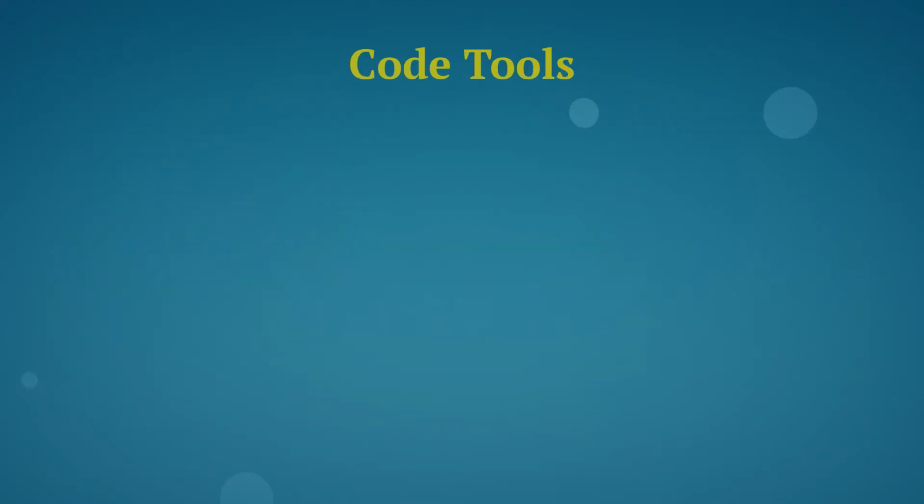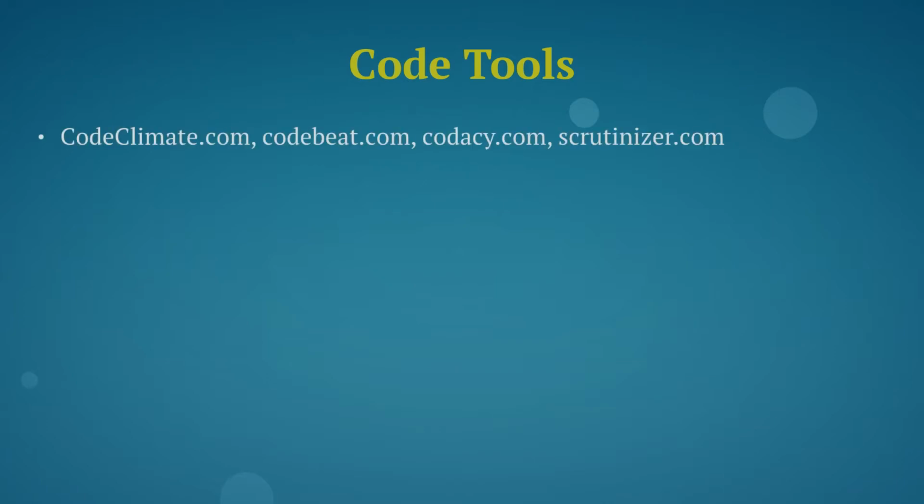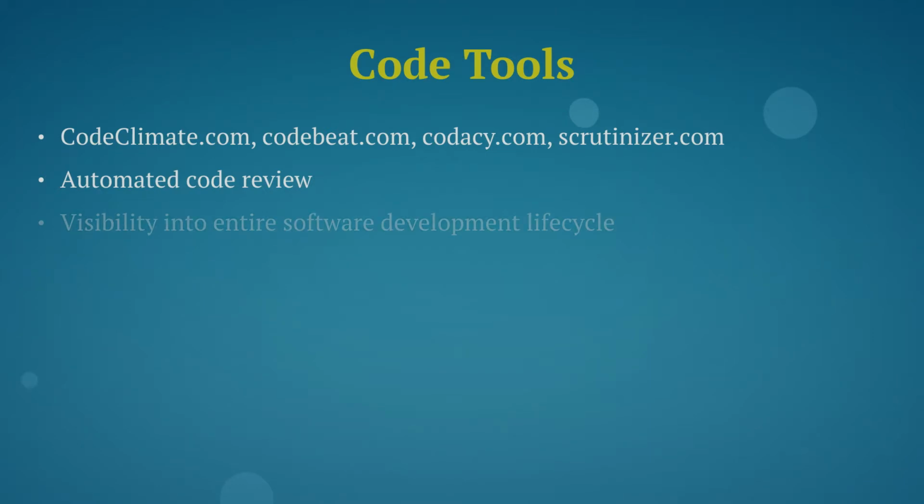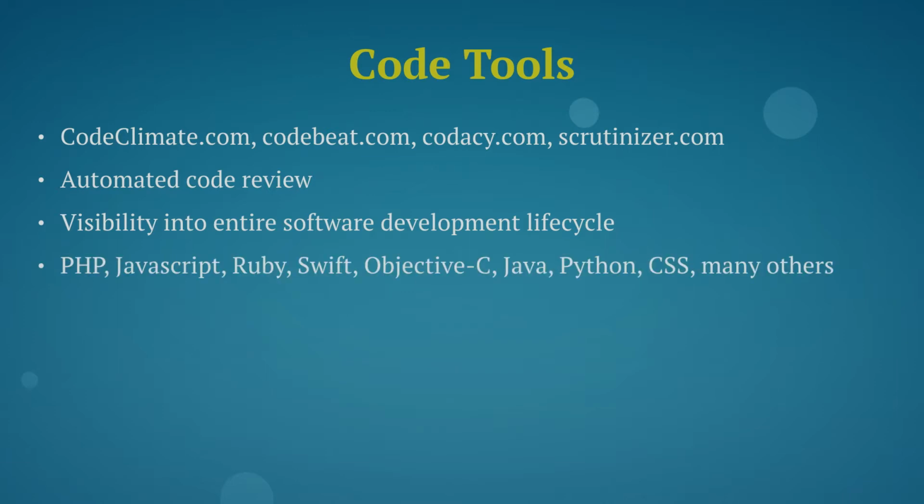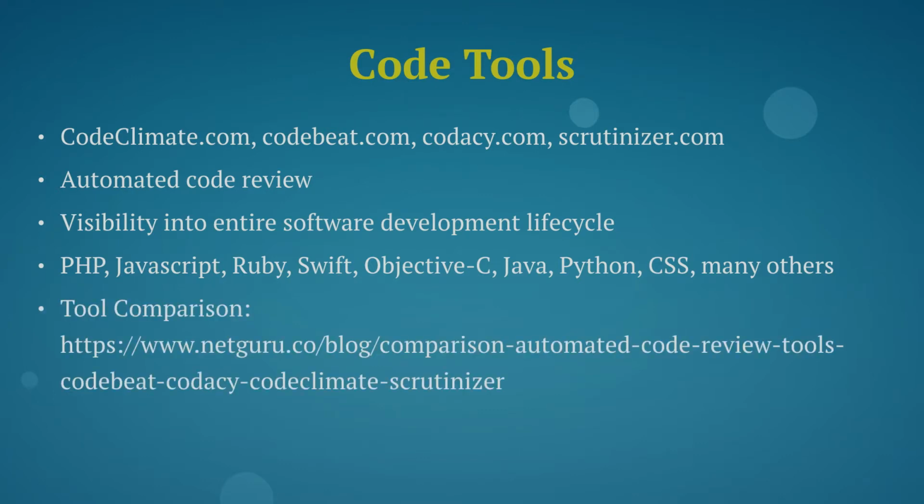Okay, so I went looking. There are some code tools out there. They don't quite do what we need, but they're Start, Code Climate, CodeBeat, Codacy, and Scrutinizer. They're automated code review. They give you visibility into the entire development lifecycle, which is what I was saying. I would like to track this over time. They work with many different languages. Those are just some of them, but the big ones. You can go to that link for a comparison. It's a really well done comparison that shows you the pros and cons of each of these tools and pricing and so on.